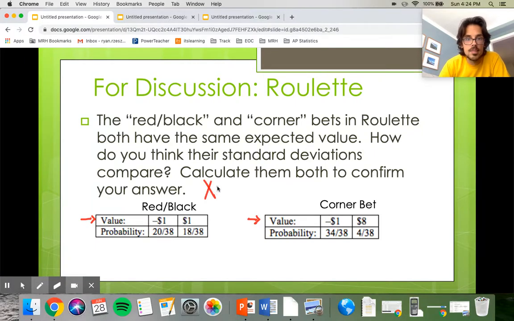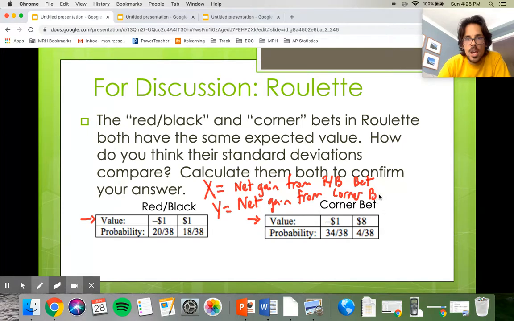So let's say X is going to be, always a good idea to define your random variable when you start, the net gain from a red-black bet. And I'm going to make Y the net gain from a corner bet. They told us in the problem both of these variables have the same expected value. And if you remember from the last video, it was -2 over 38 was our mean. So the mean of X and the mean of Y are both -2 over 38.